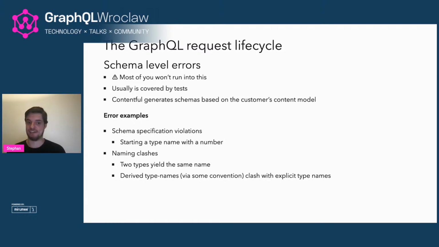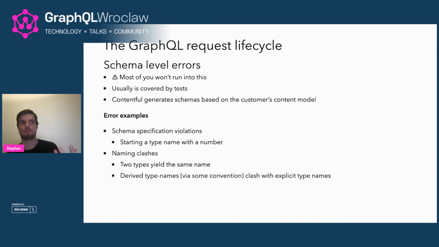An interesting thing here was that GraphQL requires a type name to start with an underscore or A to Z, so you cannot start it with a number. We had types that could start with a number, and we had to make sure that we prefix them so that the generation still works. Naming clashes can also happen even when you're using a single static schema, if you made some mistake somewhere and now have two types that result in the same name.